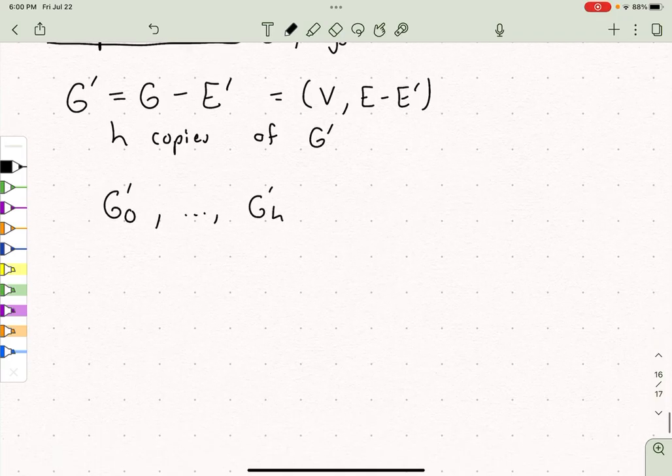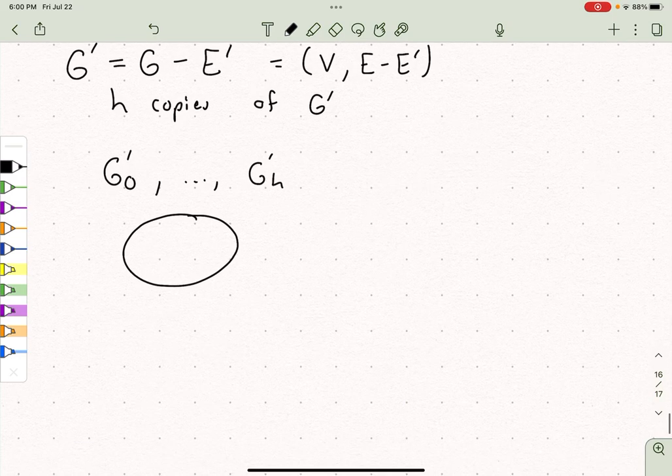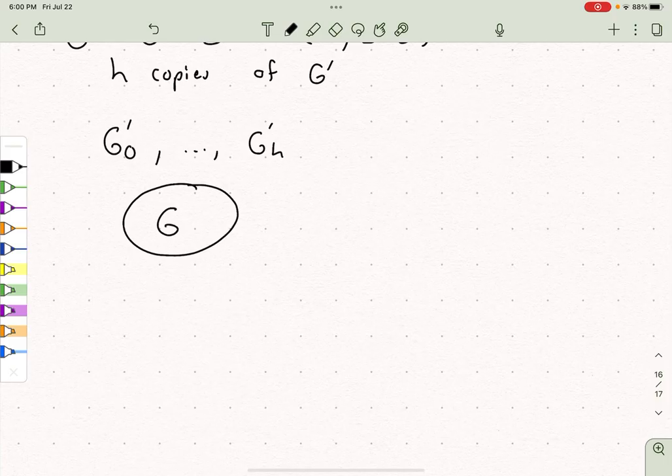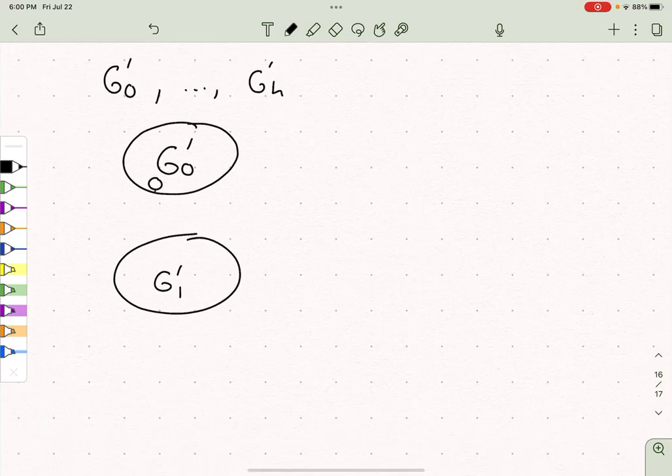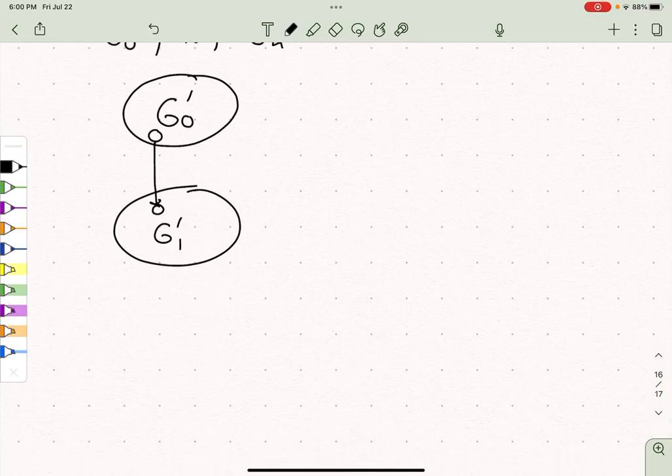And the idea here is G prime of each i is just literally a copy of G prime, but we're going to layer or stack these graphs. So we have G0 prime, we have G1 prime, and we'll have edges from one graph to the one beneath it. And we'll keep doing this.